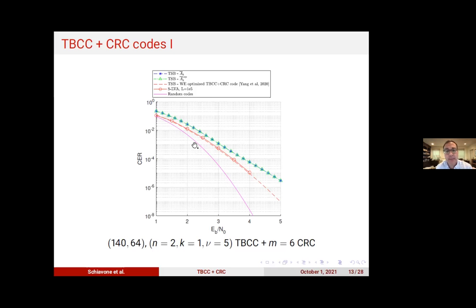When you say random codes, is that a meta converse or a random coding union bound, or which one is that? In this case, it is close to the random coding union bound, but it is based on the tangential sphere bound. But it's really close. If you depict it with the random coding union bound, they are really close.